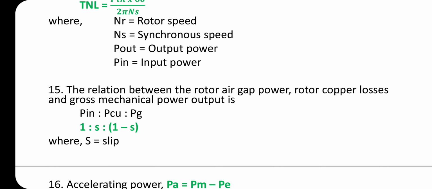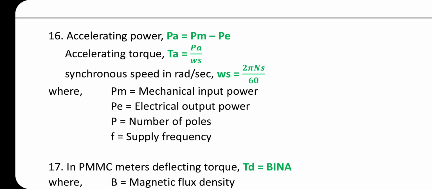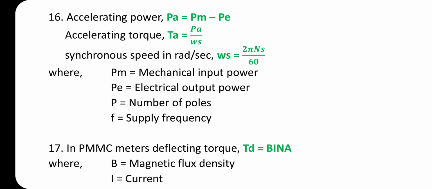The relation between the rotor air gap power, rotor copper loss and gross mechanical power output is, that is P in is to PCU is to PG equal to 1 is to S is to 1 minus S, where S is the slip. Accelerating power PA equal to PM minus PE. Accelerating torque TA equal to PA divided by WS. Synchronous speed in radian per second, WS equal to 2 pi ns by 60, where PM is the mechanical input power, PE is the electrical output power, P is the number of poles and F is the supply frequency.